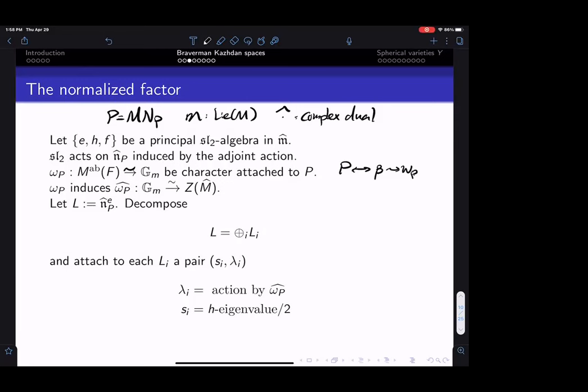Now if we put L to be the space of highest weight vectors, we decompose L into a direct sum of one-dimensional spaces L_i, and to each L_i we attach a pair of numbers. Lambda_i is the integer that corresponds to the action of omega P hat, and it's not hard to see it's a positive number. And s_i is the h eigenvalue divided by 2, so it's a rational number that is non-negative. So to each L_i we associate the data (s_i, lambda_i).